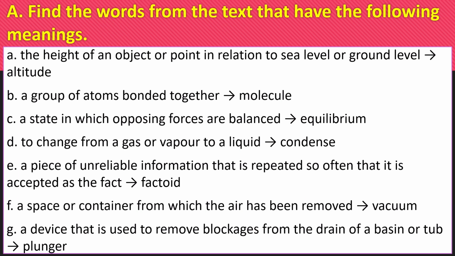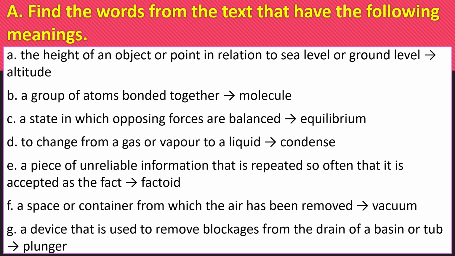A. The height of an object or point in relation to sea level or ground level: altitude. B. A group of atoms bonded together: molecule. C. A state in which opposing forces are balanced: equilibrium. D. To change from a gas or vapor to a liquid: condense.